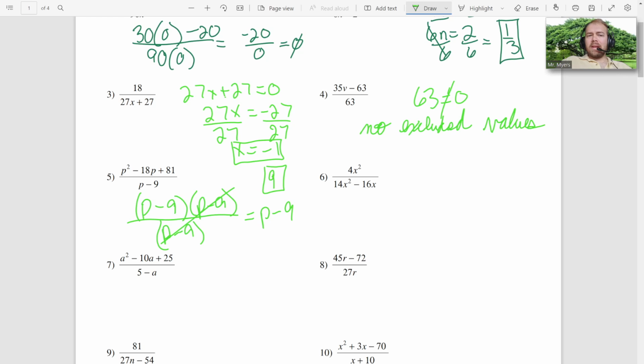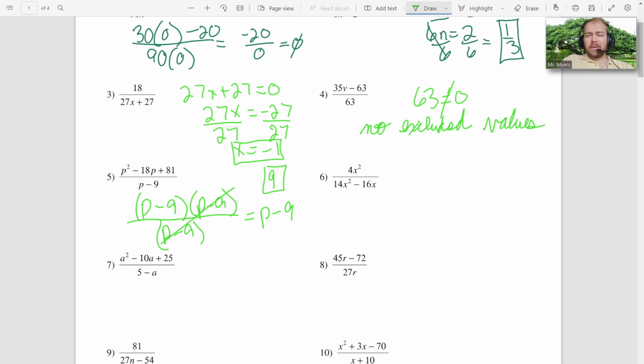Because even though I canceled p minus 9, it still creates a hole in the graph, which is still an excluded value. It's still a domain restriction. All right? So moving forward, this is actually good news, because that means we don't have to do anything with the numerator. You don't need to factor the numerator. You might need to factor the denominator, but you don't need to ever factor the numerator, because even if it did cancel, it wouldn't matter.